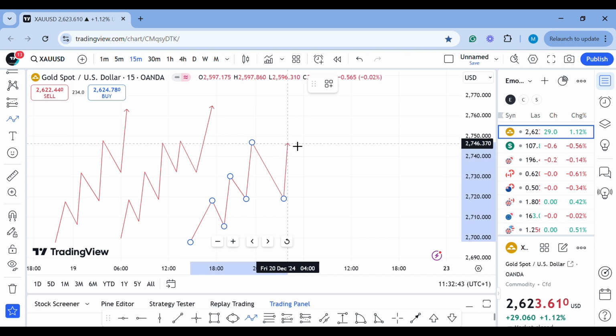So your expectation should not be more than this recent high it created, because this usually happens when the market is about to change its trend.